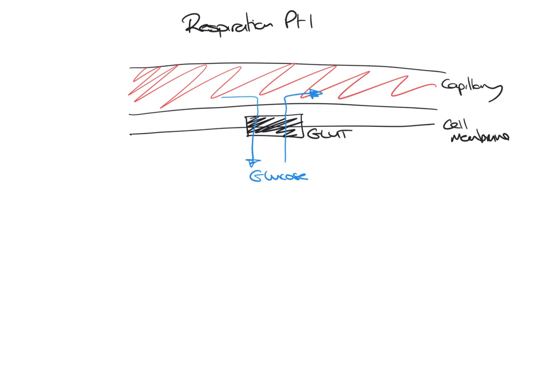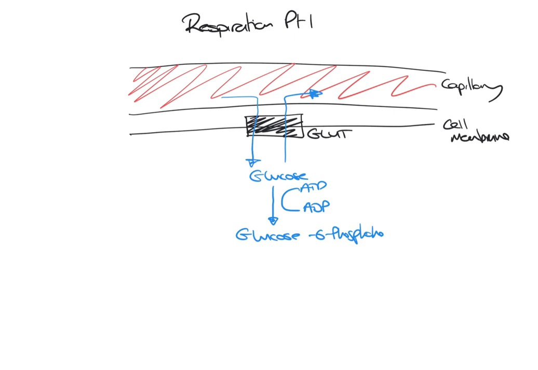But if the cell needs the glucose, then the first step of glycolysis is key, because the first step of glycolysis uses an ATP and converts that to ADP, and a phosphate is given to glucose, and it forms glucose 6-phosphate.